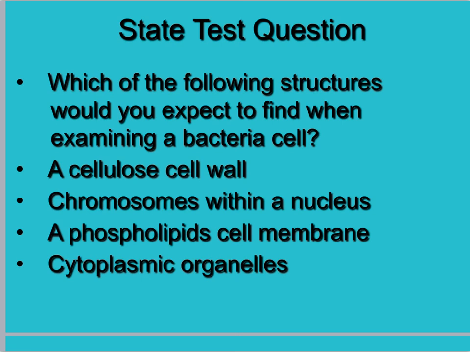So which of the following structures would you expect to find when examining a bacteria cell? So remember, bacteria cells are prokaryotic. So would you have a cellulose cell wall, chromosomes within a nucleus, a phospholipid cell membrane, or cytoplasmic organelles? So if you recall, bacteria cells are prokaryotic, and prokaryotic cells have no nucleus and no organelles. And I told you all cells have something. Was it a cell wall or a membrane? Hopefully you picked membrane. So all cells have a cell membrane.